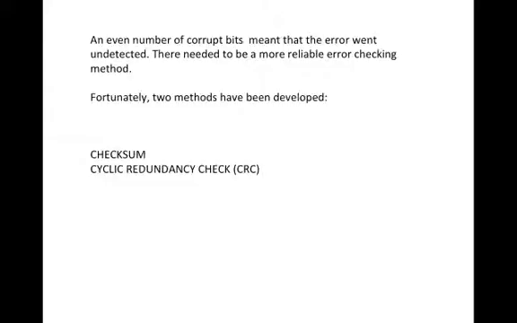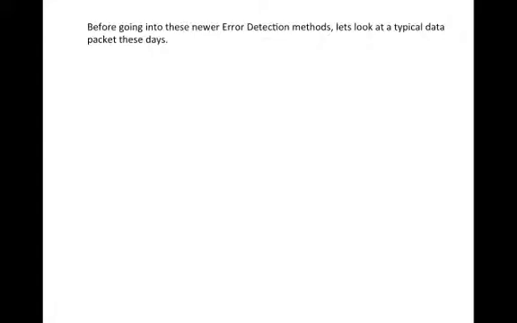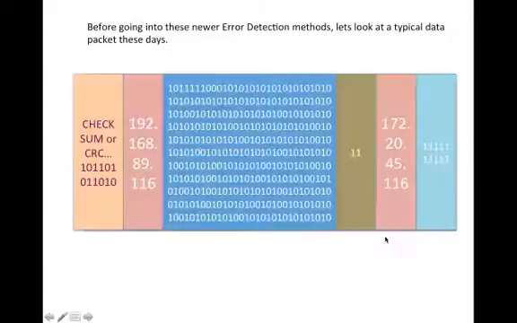There needed to be a more reliable error checking method. Fortunately, 2 methods have been developed. These are called checksum and cyclic redundancy check. These more reliable methods are used for communications these days where the data packet consists of more than just one character of data, taking up usually 10 bits: the ASCII code, the parity bit, the start bit, and the stop bit. So before going into these newer error detection methods, let's look at a typical data packet these days.